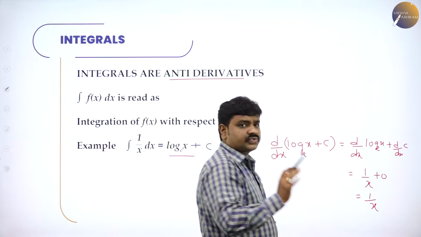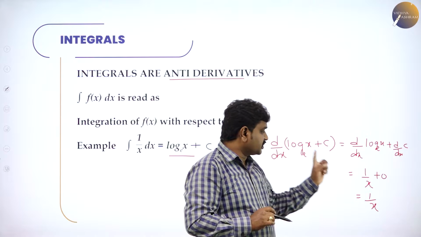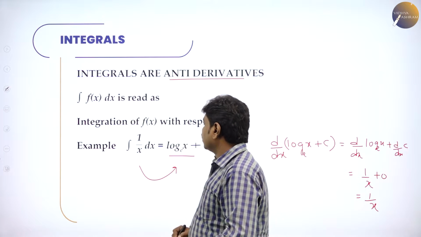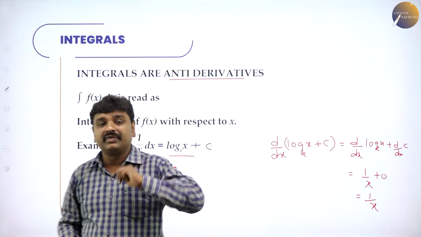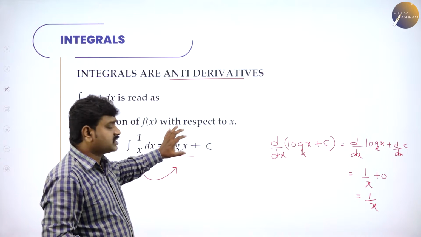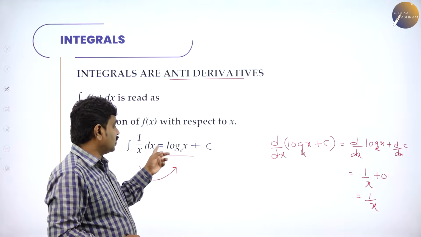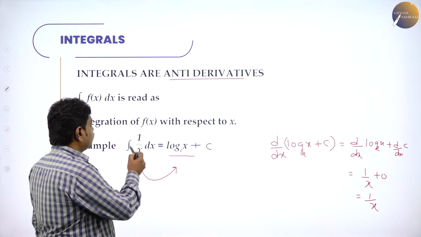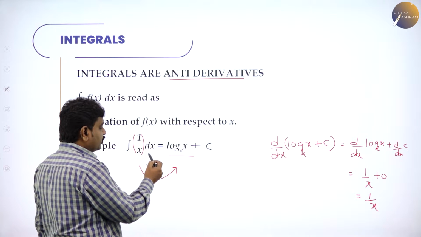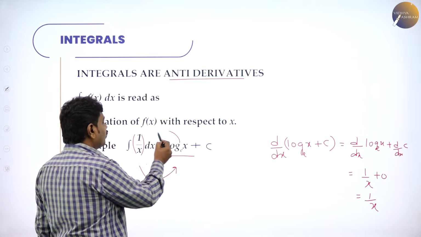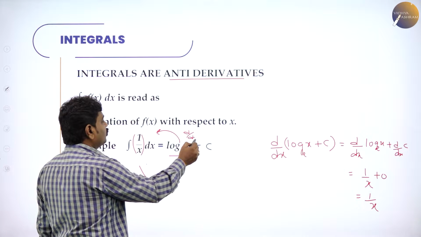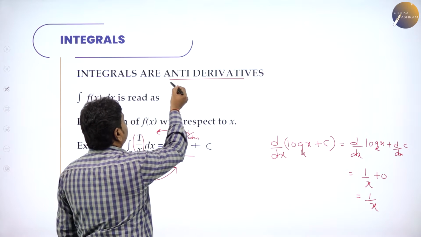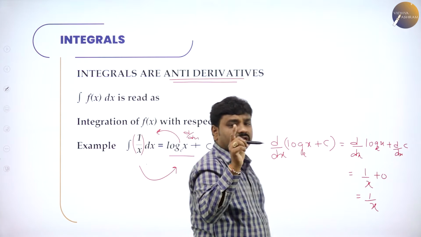That's why differentiation of log x gives you 1 by x. That's why integration of 1 by x is log x. That's why we say integrals are antiderivatives. It means the derivative of the answer should give the question. So integration of 1 by x with respect to x is log x, because d by dx of log x gives you 1 by x. So that's why we use the term antiderivatives. Integrals are also called antiderivatives.